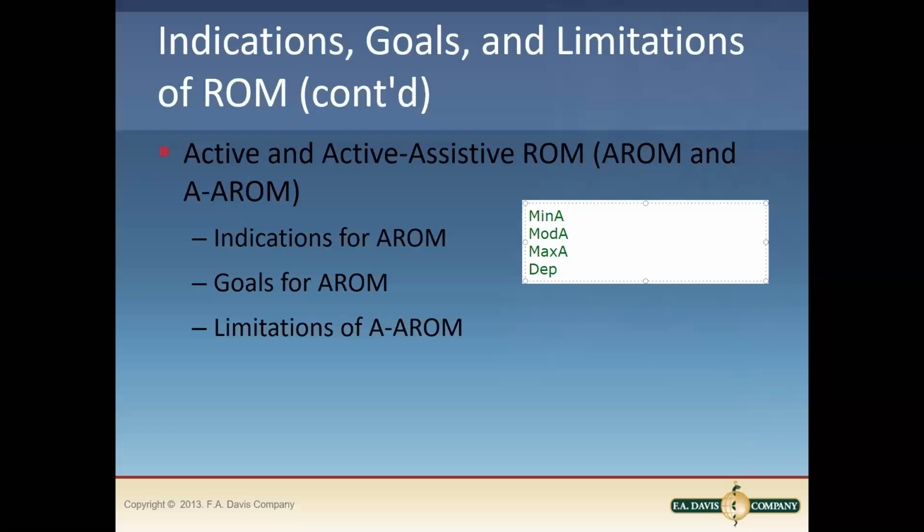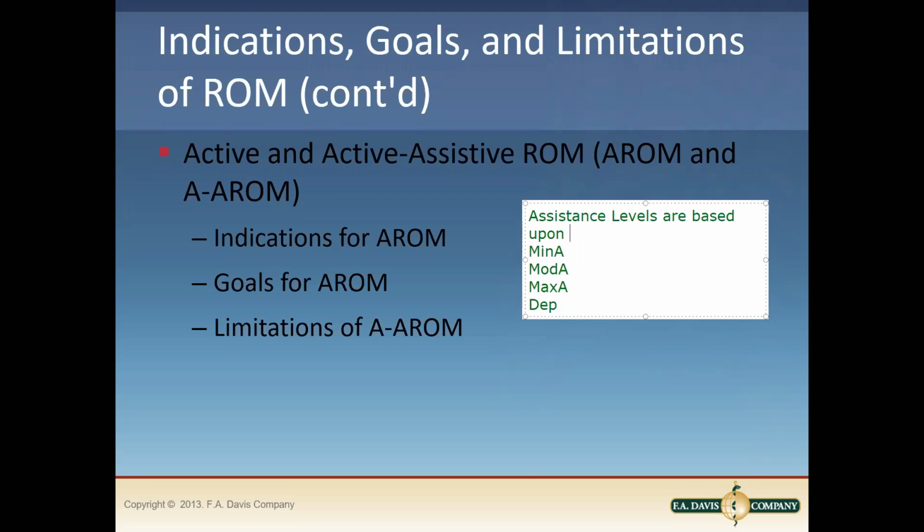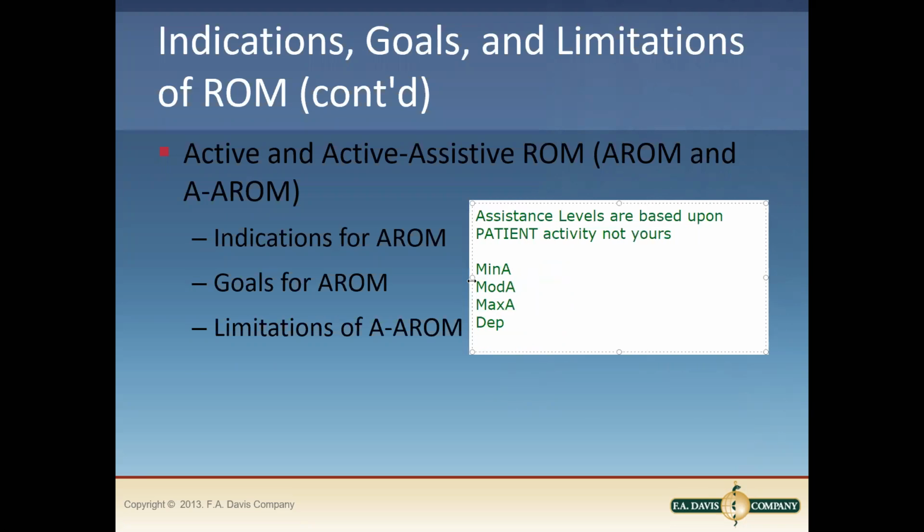So we're going to gauge in active assist how much assistance we give based upon this. And this is where we get into this book says this percentage versus this book says this percentage. This is the fun time. When you're looking at these assistance levels, always remember: assistance levels are always based upon patient activity, not yours.